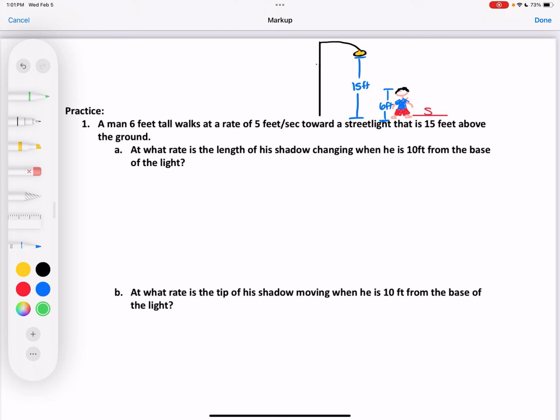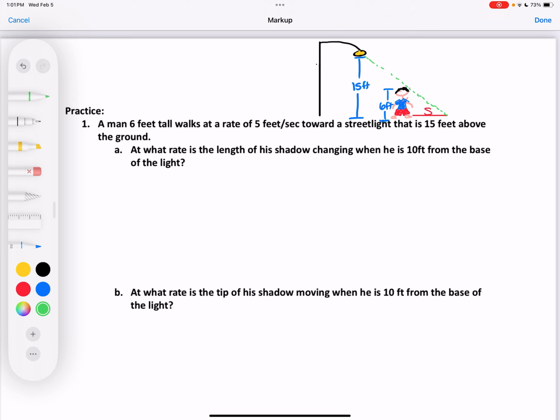So what I'm hoping here, there we go. I did it pretty good. I'm almost going to make it like a triangle, essentially, from the base of the light.